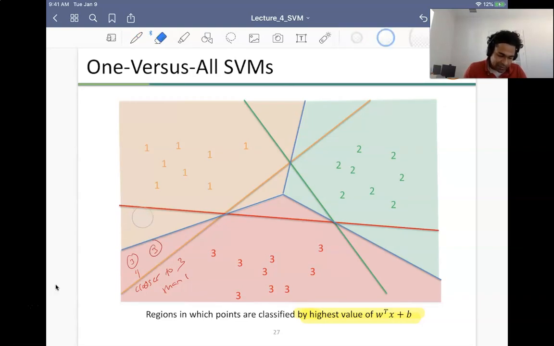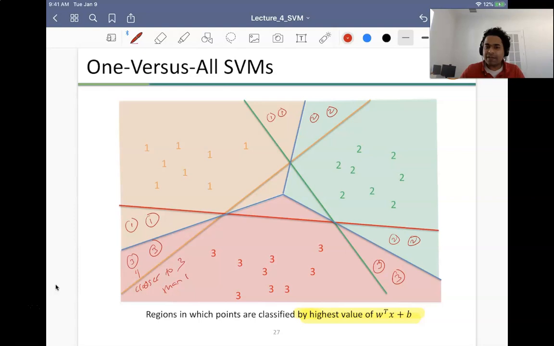Similarly, these are 1, these are 1, and these are 2. And these are 2, these are 3. So we see that all of these side regions are there, and we have removed the ambiguity here.